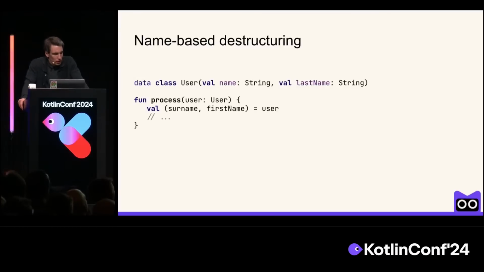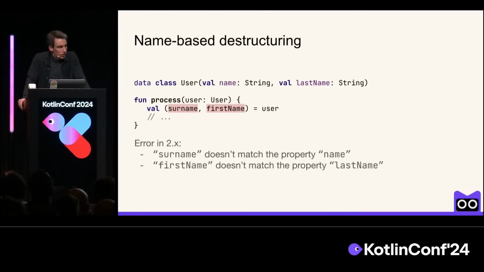Name-based destructuring. So data classes in Kotlin are very popular, but we made a few mistakes with them, as I think. And one of them is that it's possible to destructure your data class with arbitrary property names. For example, here we have a simple data class User with name and last name, and I can provide any names when I want to destructure such a class. For example, surname and first name, which can lead, of course, to further mistakes.